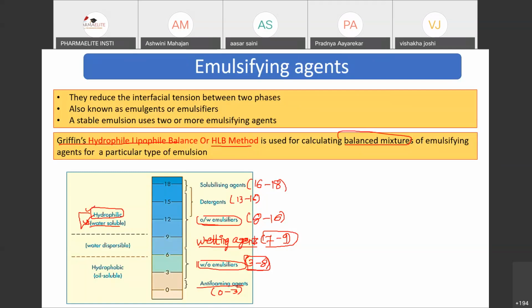If I have to make a water in oil emulsion, what should the HLB be? What should be the HLB for a water in oil emulsion? Give it a try. Even if we go wrong, it's totally fine. What is the HLB for a water in oil emulsion? Perfect. It has to be between 3 to 8. What is the HLB for an oil in water emulsion? If I have to make an oil in water emulsion, then in that particular case, what will be the HLB? 8 to 16.